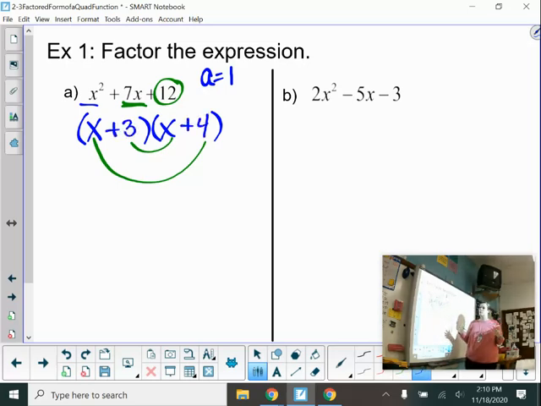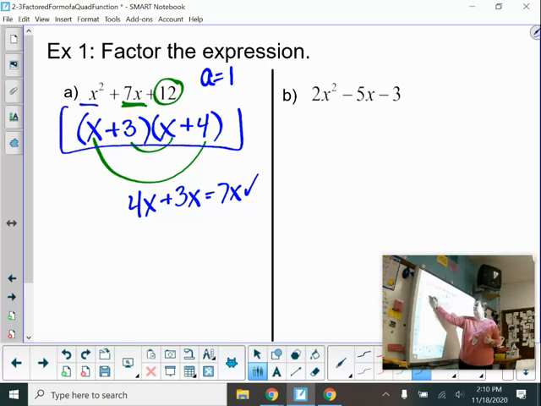And again, it doesn't matter which order you put them in as long as the appropriate sign is with the appropriate number. So if I check this, multiplying along the loops that I have here, x times 4 is 4x, 3 times x is 3x, that gives me my 7x, which is the middle term in the problem. So that means this is the correct factorization.